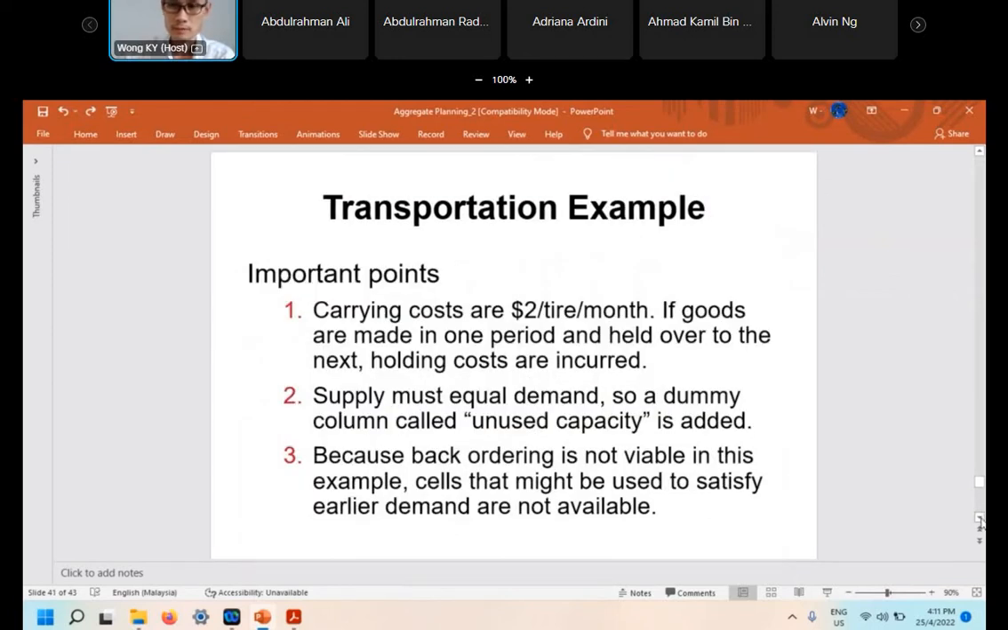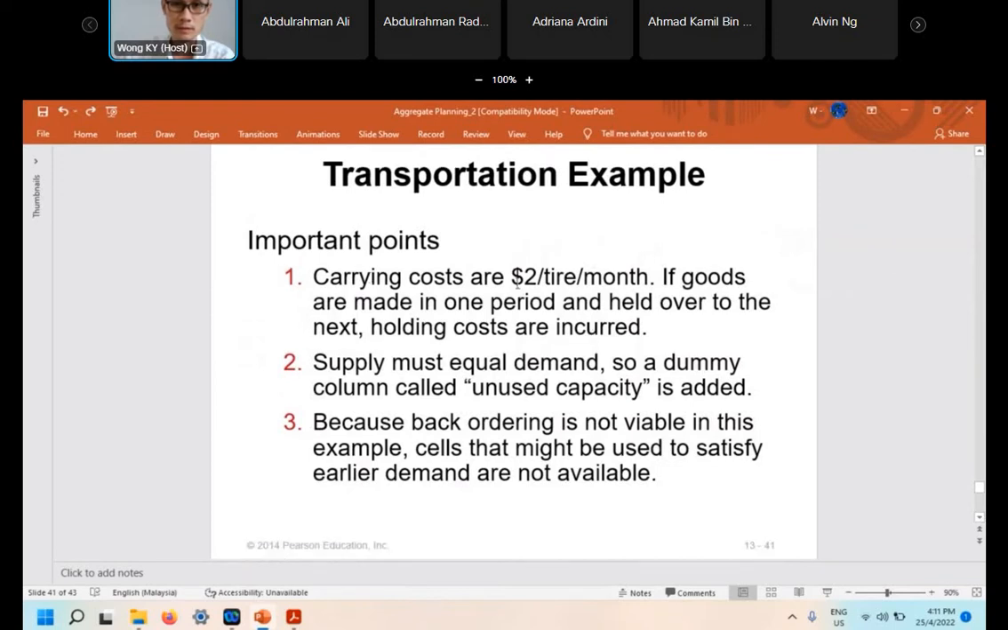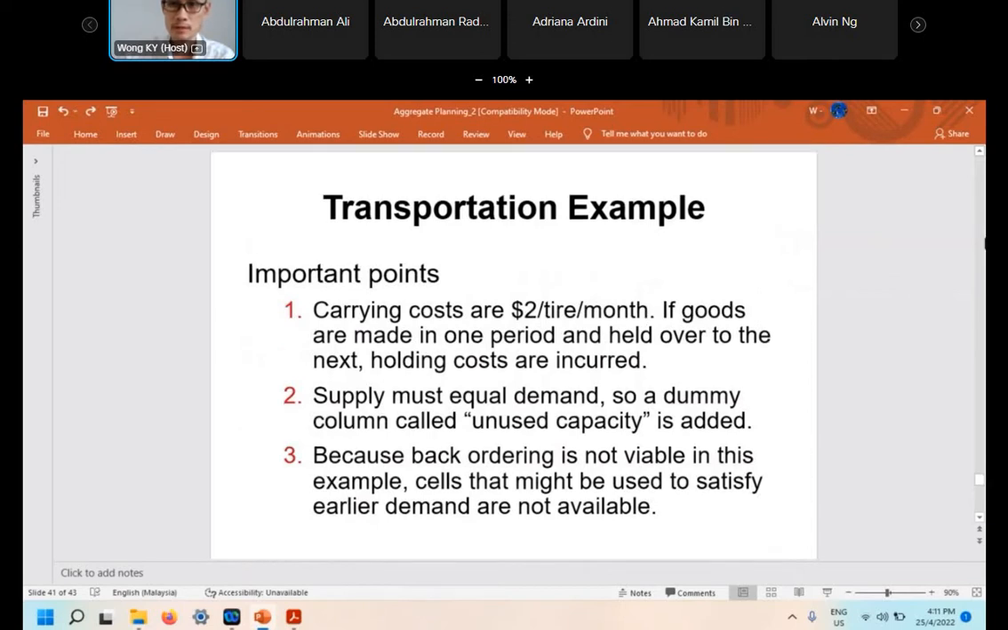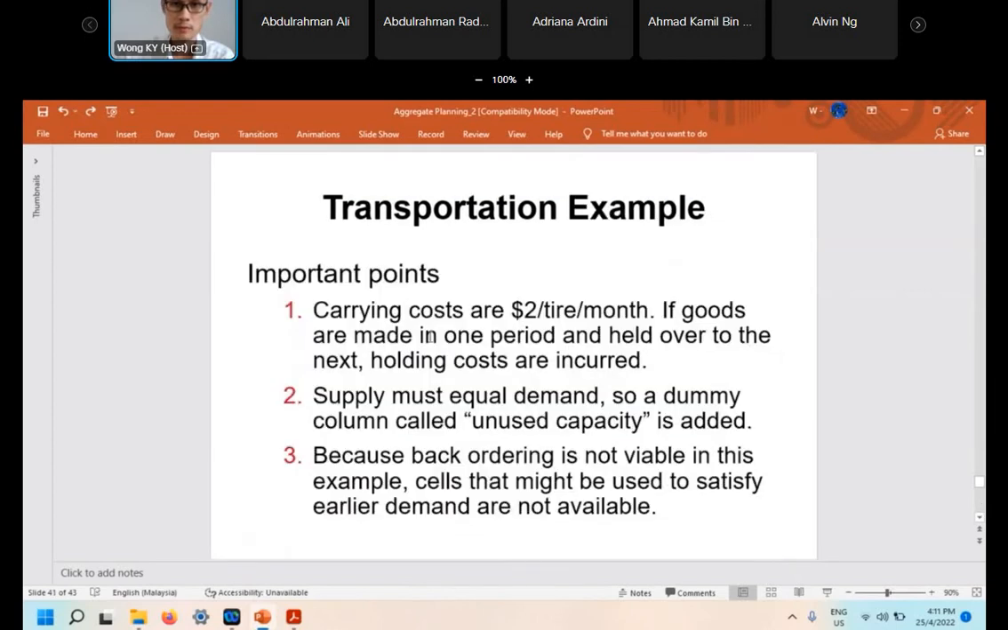And how do we use the transportation method? These are the important points that you have to understand. First, the question says carrying costs are $2 per tire per month. I already explained. So what it means is if goods are made in one period and then carried forward or held over to the next period, then the holding cost is incurred. Holding cost is the carrying cost. In other words, it's the storage cost.